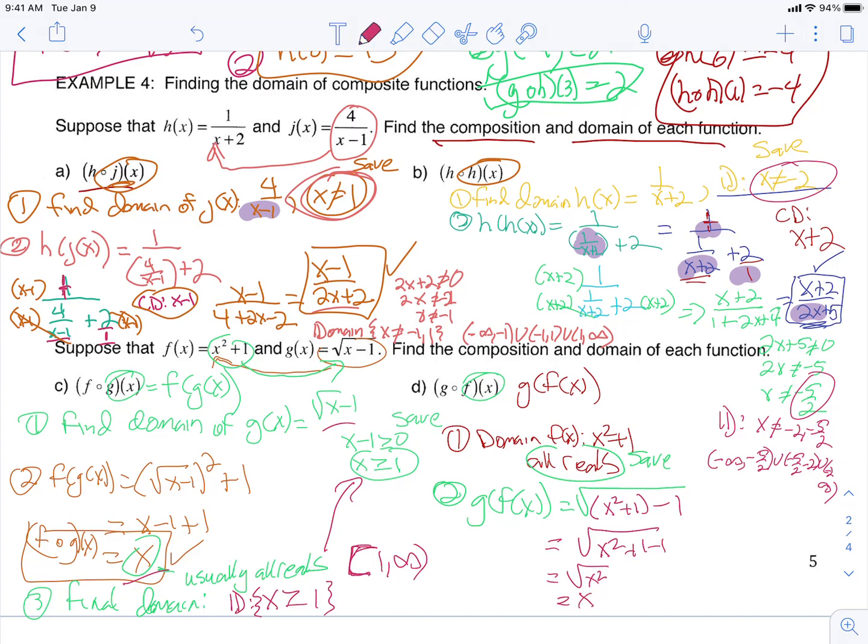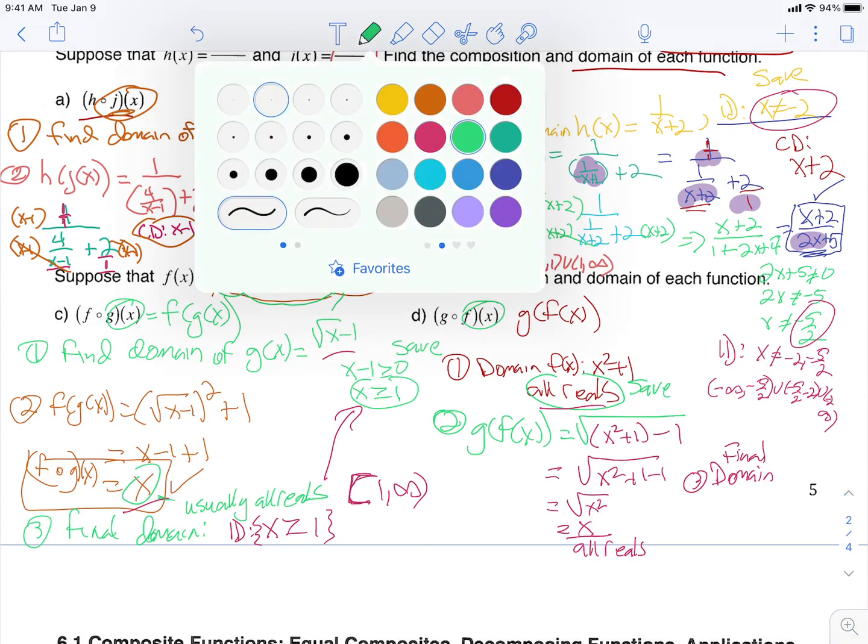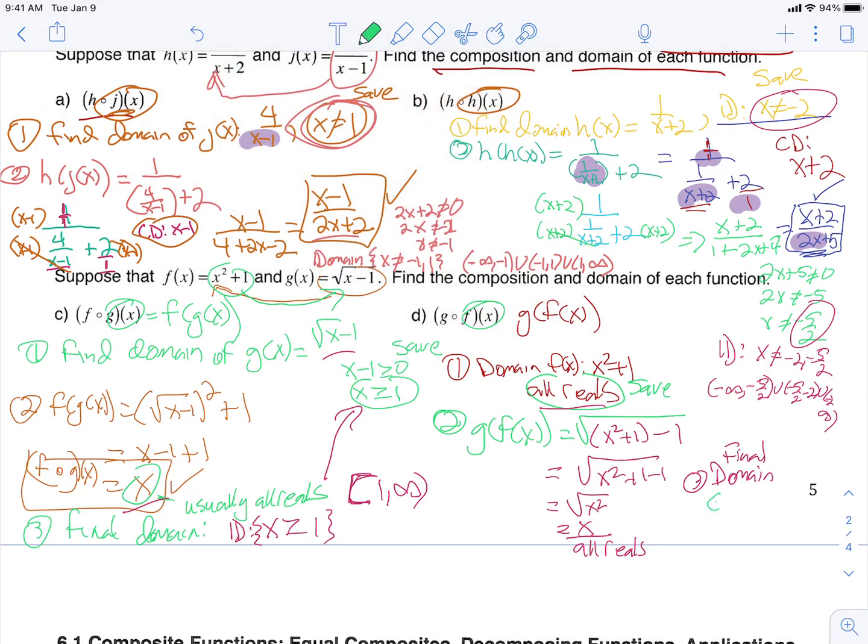So now I find a domain, the final domain, of both my input, which is all reals, and my new result, which is x, which is also all reals. So they're both all reals, which means my final domain is from negative infinity to infinity, all real numbers.